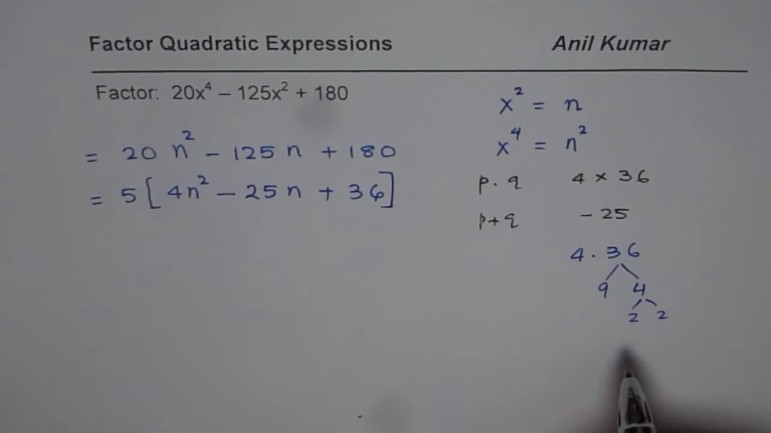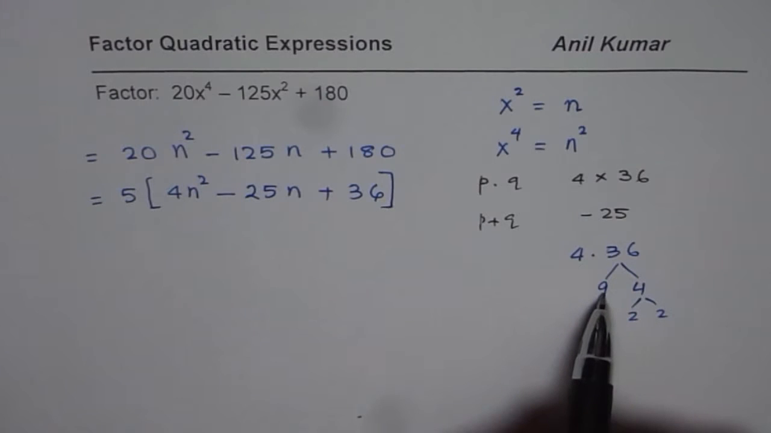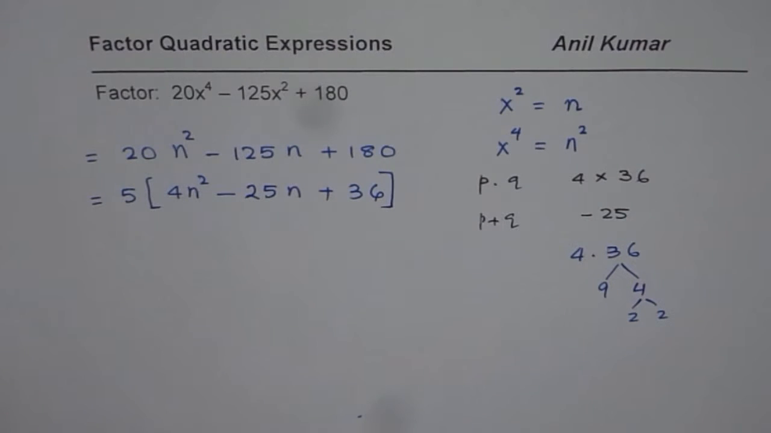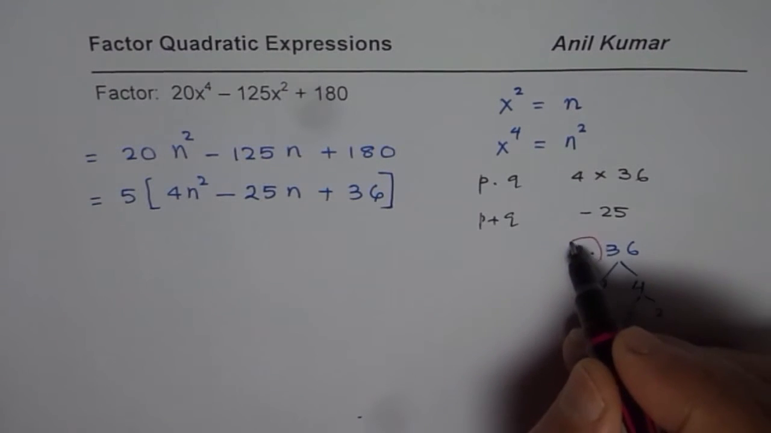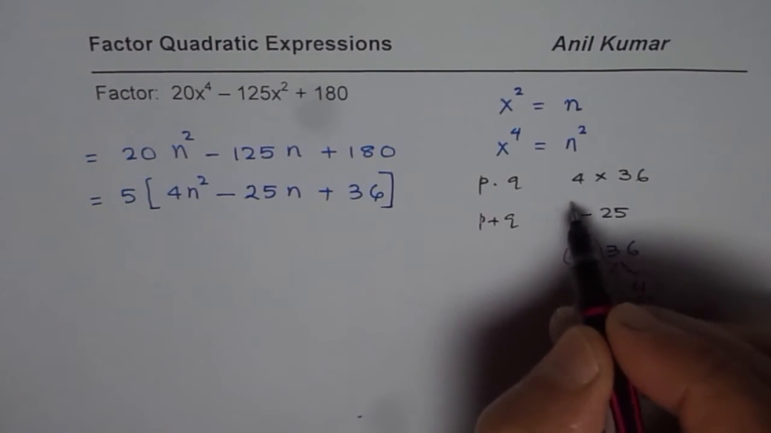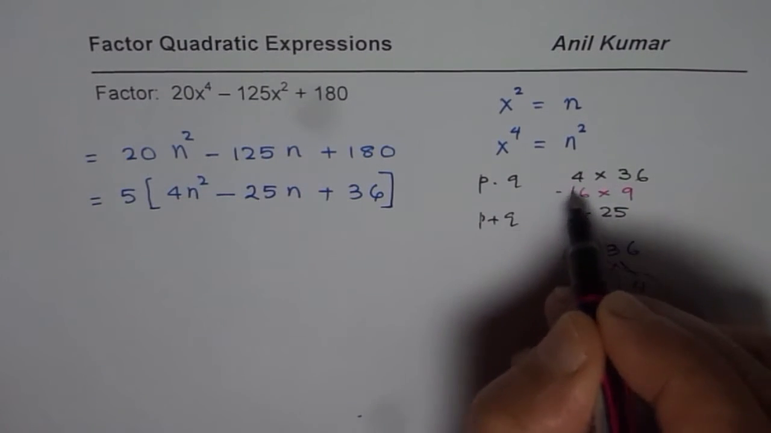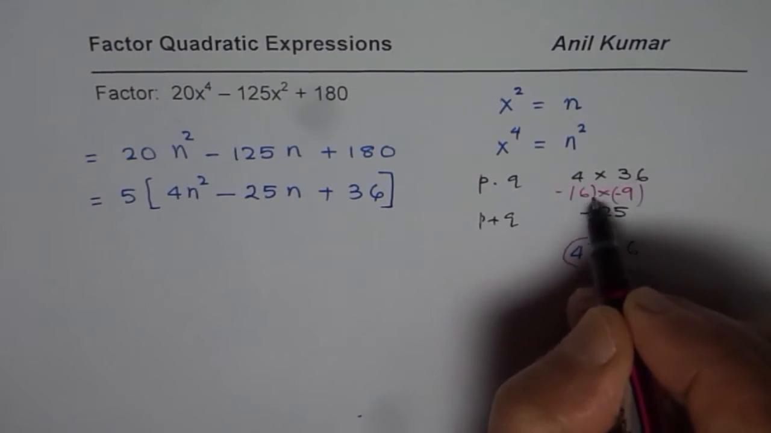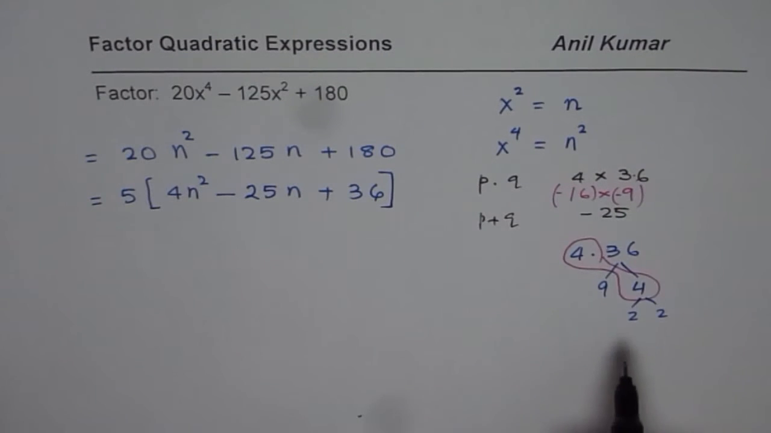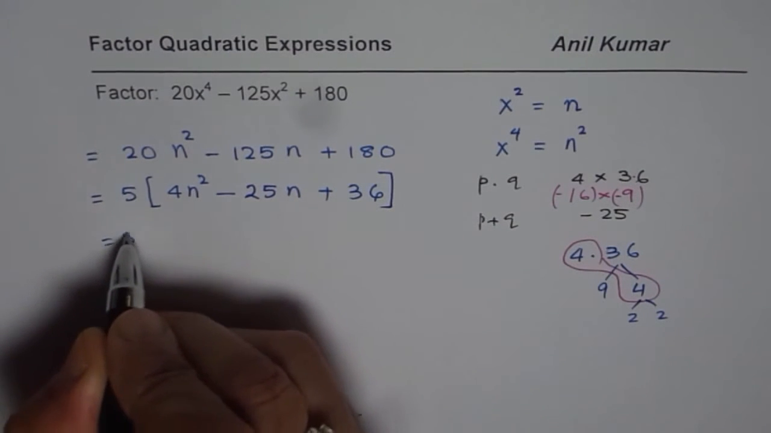Now what combination can give you that? So 4 times 4 is 16, and 16 plus 9 is indeed 25, right? So we do have a combination here. We can combine these terms, 16 and 9. If I consider 16 and 9, both with negative signs, then on multiplication we get the positive product, and when we add, we get minus 25, right? So those are our numbers which could help us to factor. Let's continue with those numbers.